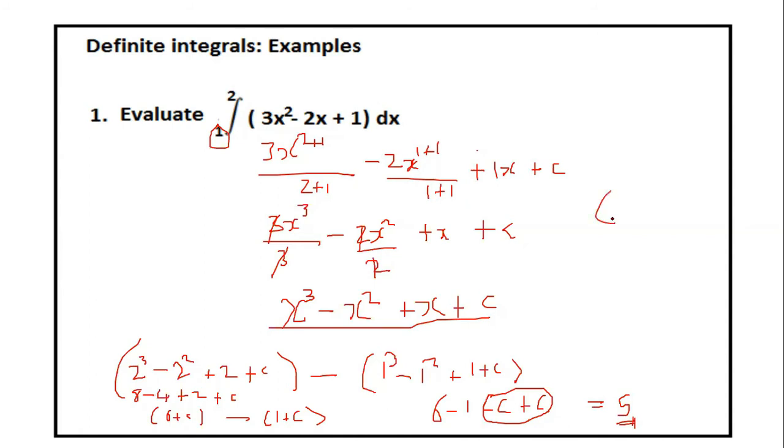If I wanted, I would have just substituted 2 into this one, and I find the answer as 6. Then I also substitute into this one, and I find the answer as 1. Then I just subtract the 2, and I still find 5. So this is the procedure. Step 1, integrate. After integrating, you substitute with 2, then you also substitute with 1, then you subtract the 2 answers that you find.